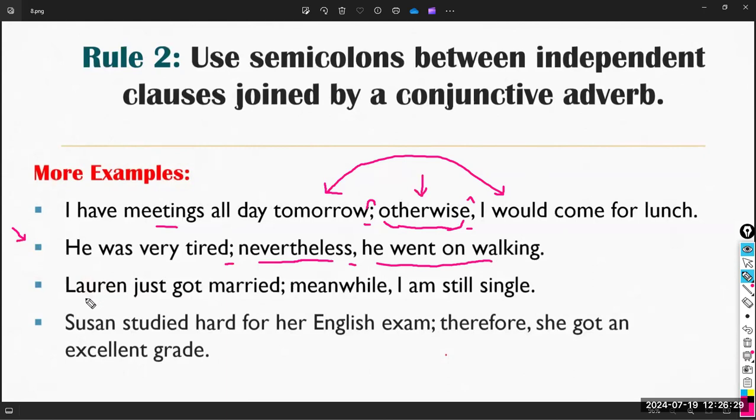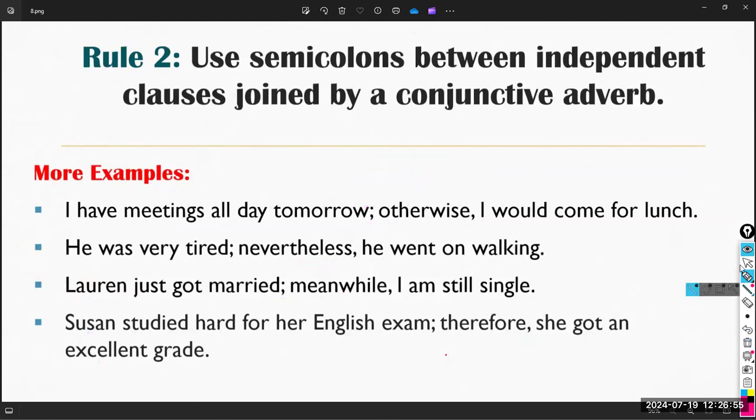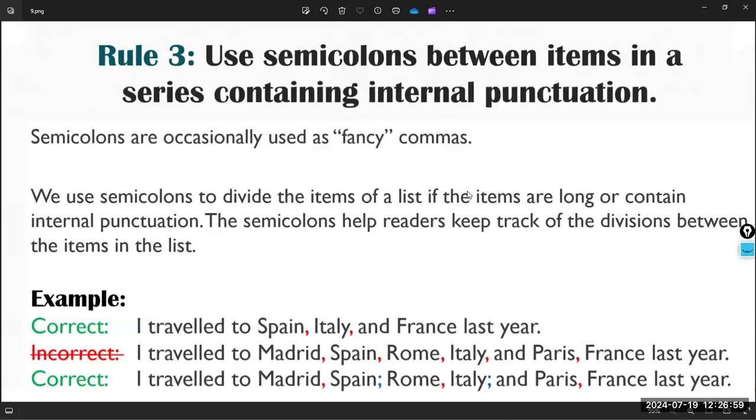The third example is saying, Lauren just got married; meanwhile, I'm still single. The final example is saying, Susan studied hard for the English exam; therefore, she got an excellent mark or grade. Therefore is the conjunctive adverb. So please be careful about using the conjunctive adverbs.